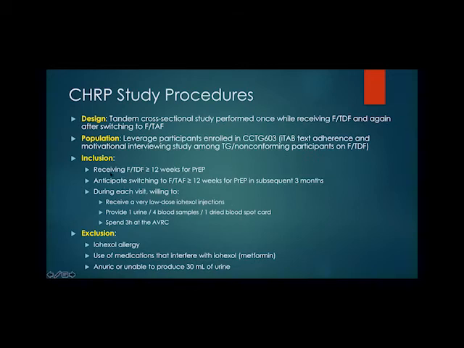So the inclusion criteria: receipt of Truvada for at least 12 weeks and anticipate switching over to FTAF within 3 months. And during each study visit, they just have to be willing to take a very, very low dose of iohexol, provide one urine, four bloods, and one dried blood spot card, and spend 3 hours at the AVRC with me.